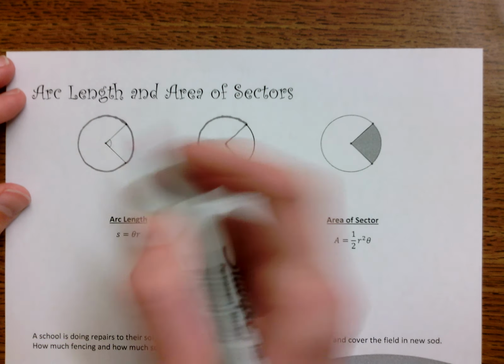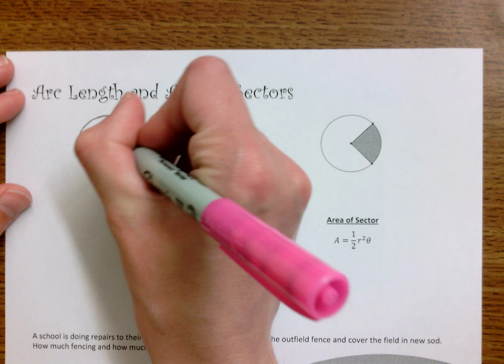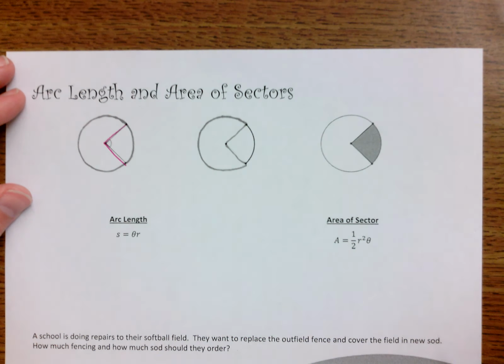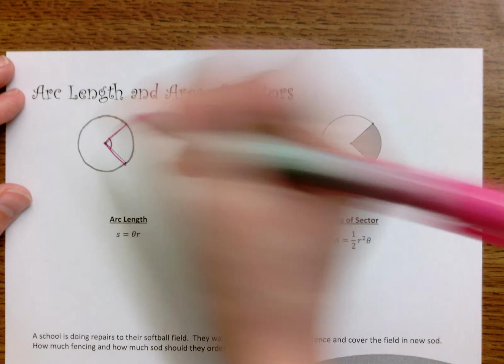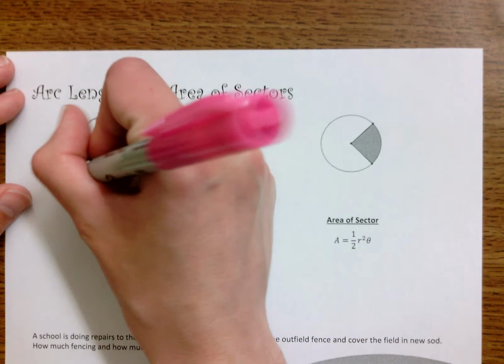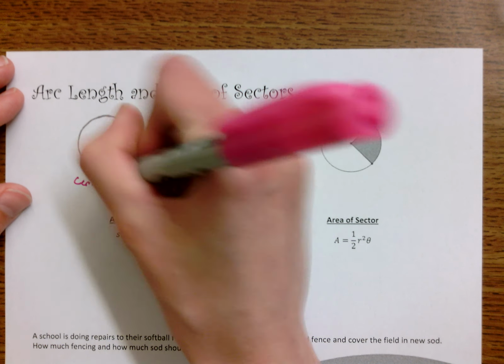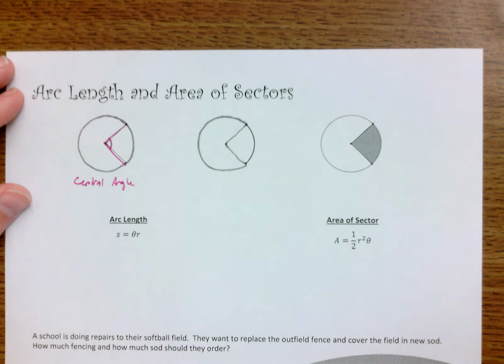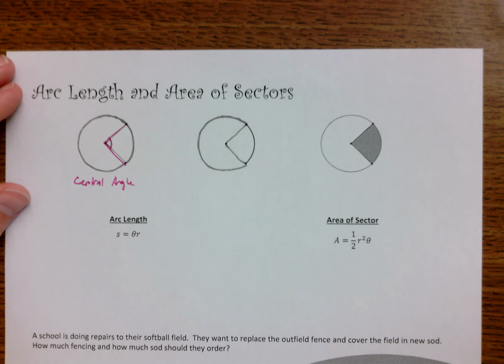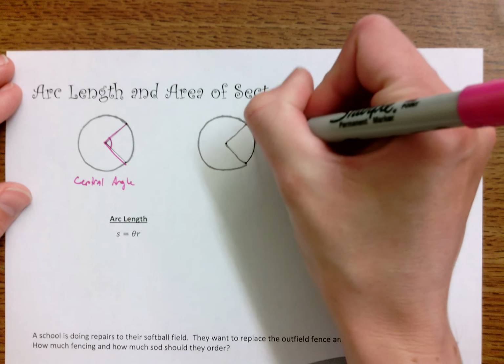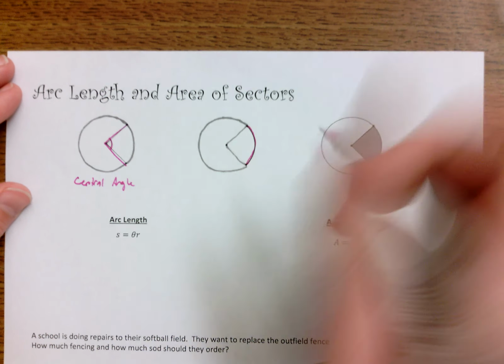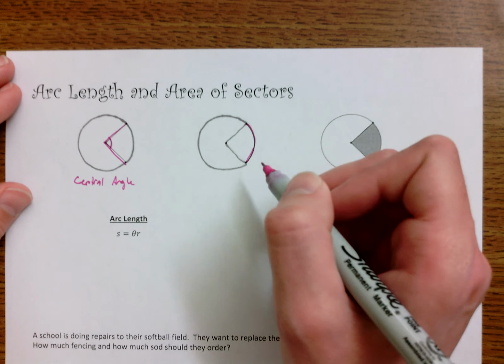So this circle right here, you see how we got this angle here that comes in to the center of the circle? That angle right there is called a central angle. It's called a central angle because it comes into the center of the circle. This right here, if you kind of think about it like a pizza, that's like the crust on your slice of pizza.